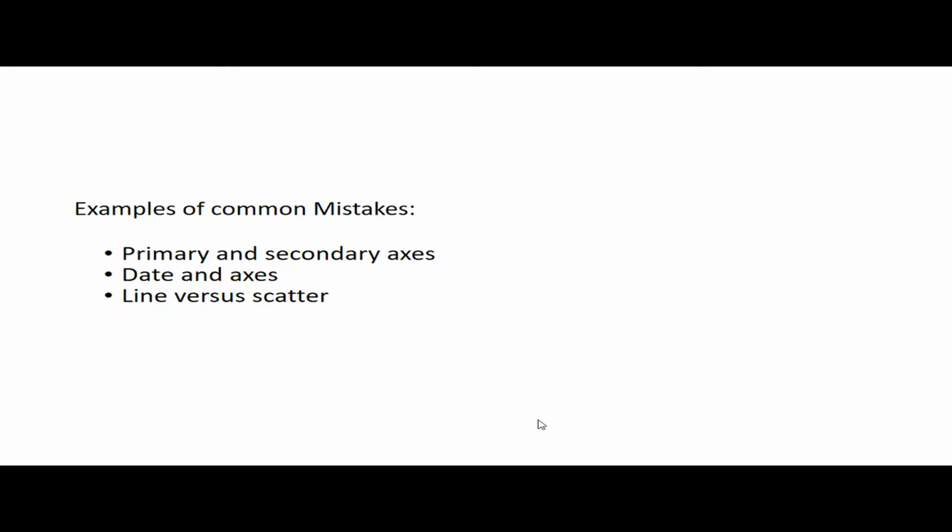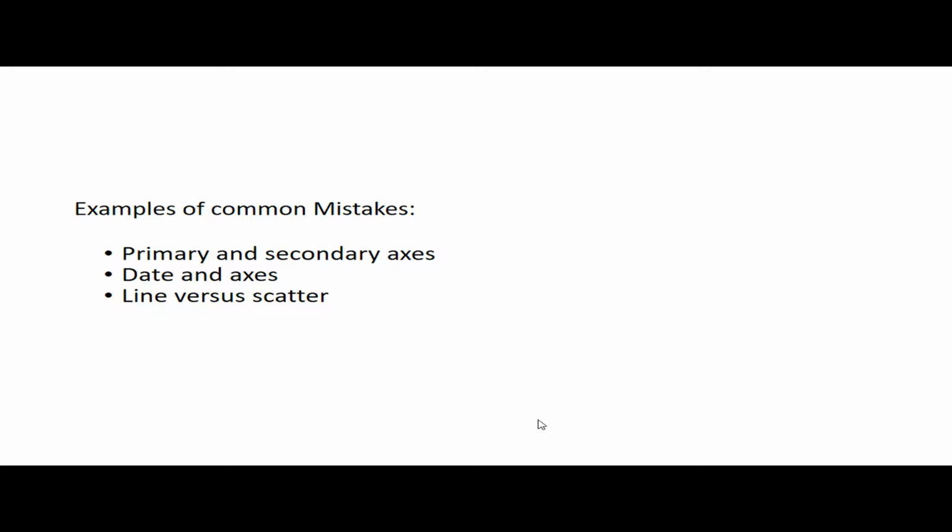The third point here is common mistakes. There are too many mistakes actually, but these are the most 3 common mistakes before getting to the next session of looking carefully on some published graphs that has a lot of points to discuss with you. But these 3 common mistakes are primary and secondary axis, date and axis, line versus scatter.